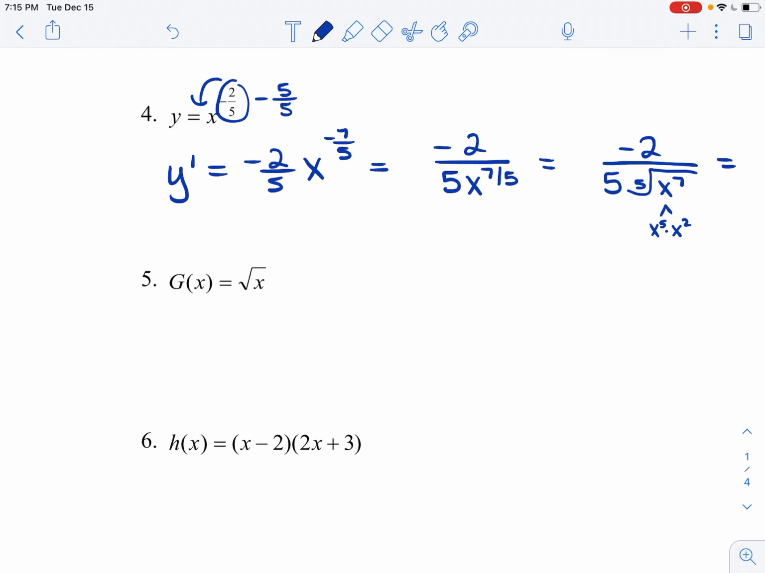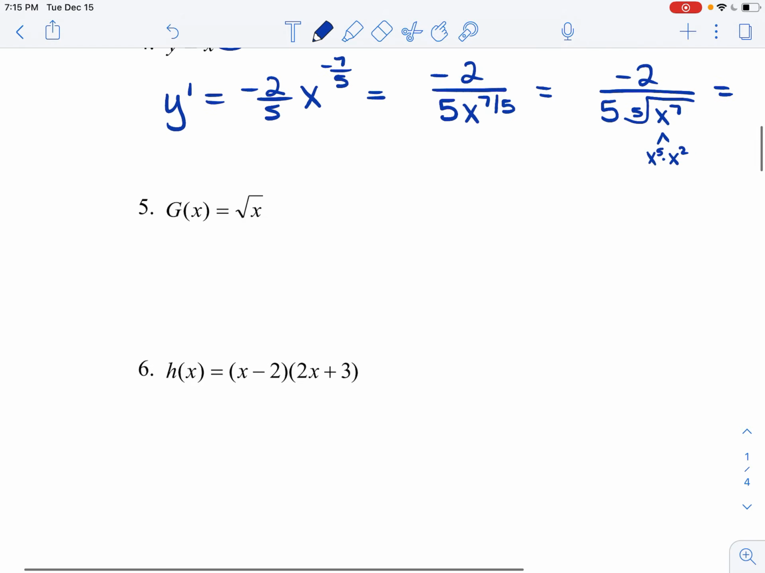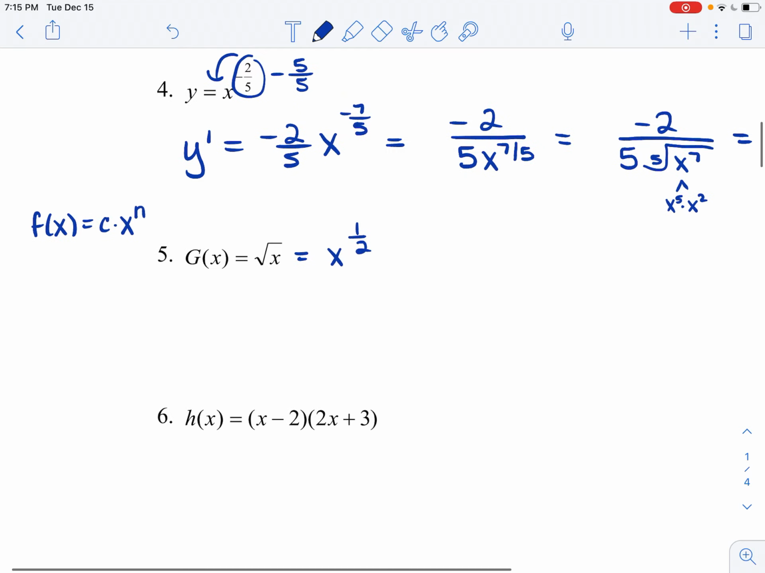Okay, and let's take a look at just 2 more. For number 5, we have a function that's equivalent to x to the 1/2. Again, you always want to make sure if you're using the power rule that your function is in this format, some constant coefficient times x to a power. So again, you don't want x to be under a radical. If it is, please rewrite it using an equivalent fractional exponent so that you can then apply the power rule.